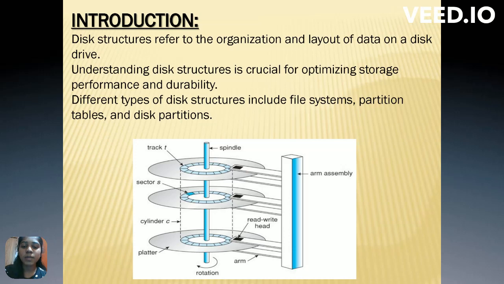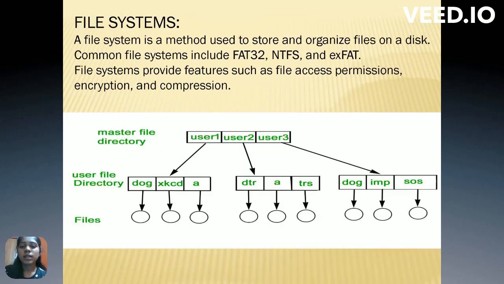Here is a diagram of the formation of the disk structure. You can see. Then the next is file systems. A file system is a method used to store and organize files on the disk. Common file systems include FAT32, NTFS, and XFS. File systems provide features such as file access permissions, encryption, and compression. Here are the files, above those files we have the user file directory, and above that we have the master file directory.